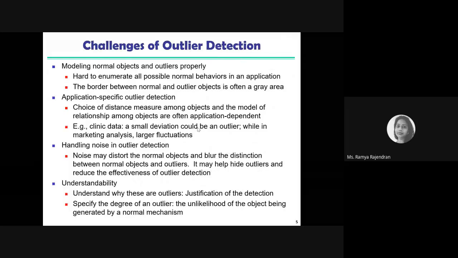So, what are the real challenges of outlier detection? You should be able to do some modeling of normal objects and outliers properly. We really do not know what the normal variables and outliers are. Sometimes we cannot understand that. Sometimes it is not clear-cut. Instead, there can be a wide range of gray area.